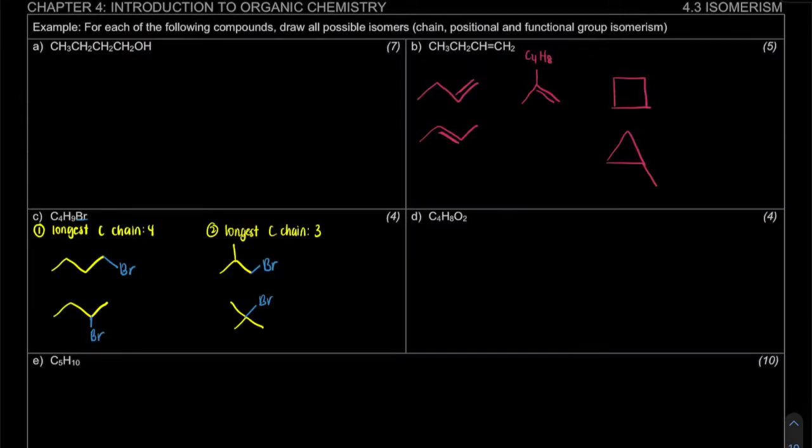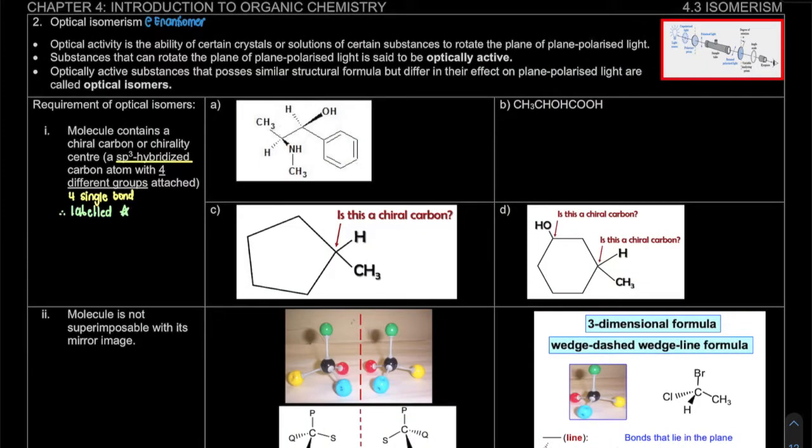we're going to learn in this chapter. Okay, so on your notes, it will be on page 12. The last type of stereoisomer we're going to learn is optical isomerism. The other name for it is actually enantiomer. Here it mentioned that optical activity is the ability of a crystal or solution of certain substance to rotate the plane of plane polarized light. A substance that can rotate the plane is said to be optically active, and optically active substances possess similar structure formula but differ in the effect on plane polarized light, and are called optical isomers.